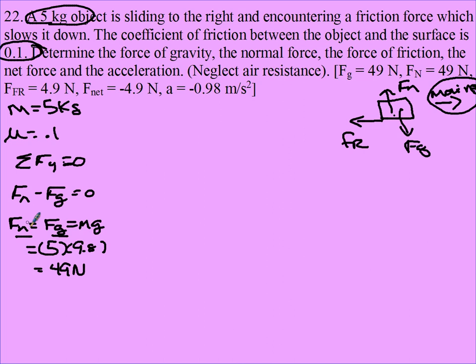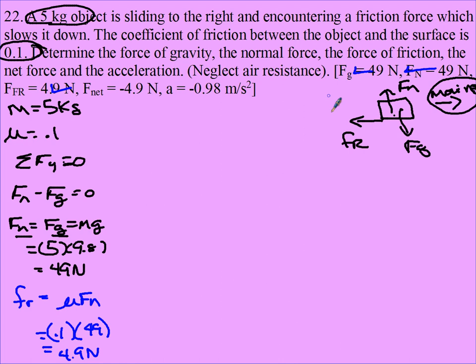Once I have the normal force, I can find the frictional force. Friction is mu Fn. So this is 0.1 times my normal force, which is 49. Or friction is 4.9 newtons. All right, let's see. I found that one, and that one, and that one.